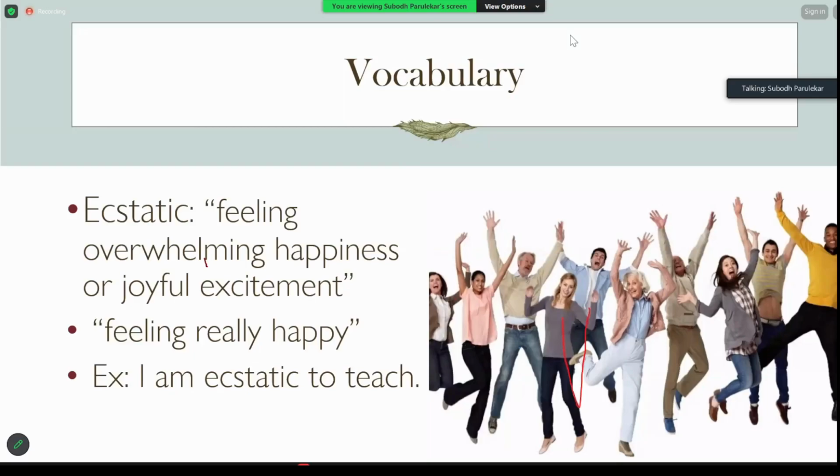That is feeling really happy. It's a short way to remember it. I'm ecstatic to teach. That is an example of its use. Take a second to write this down as well. These two words will be part of your homework, your assignment. So make sure you're taking notes. It's good to take notes.